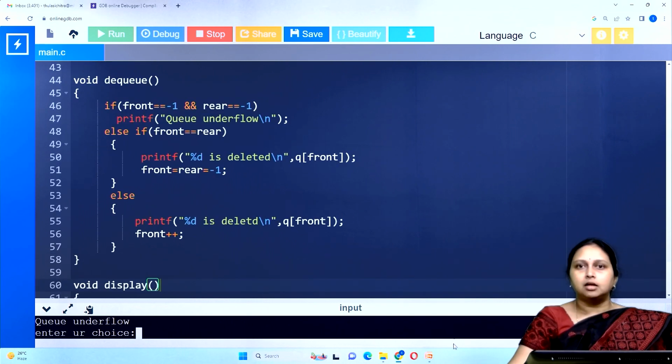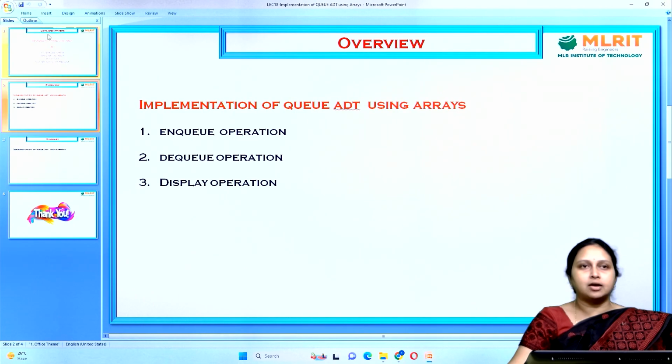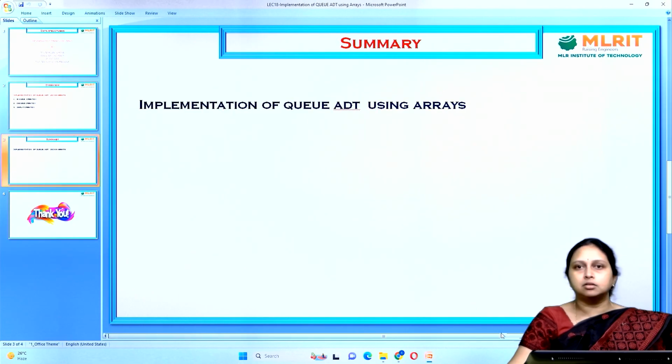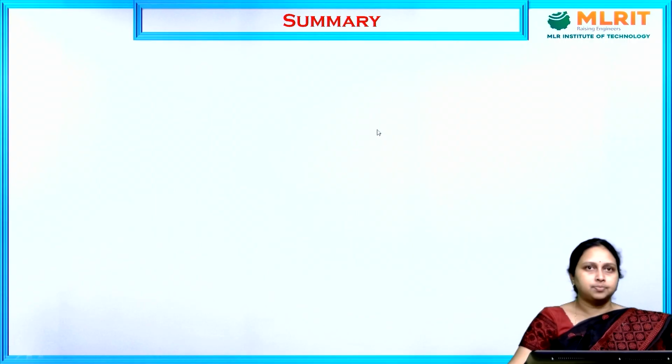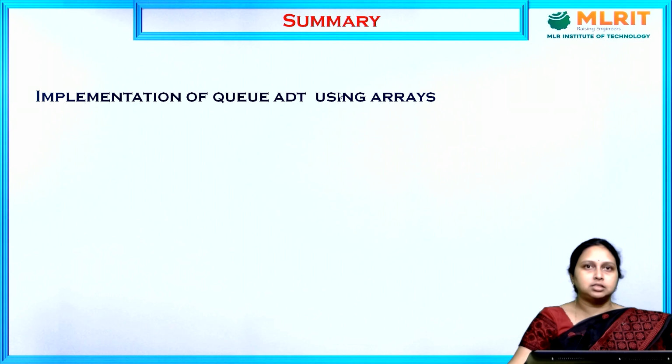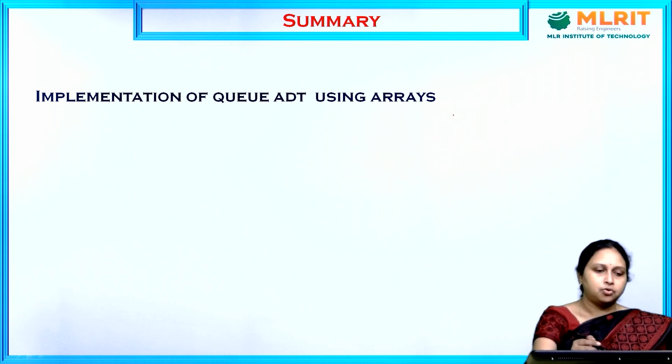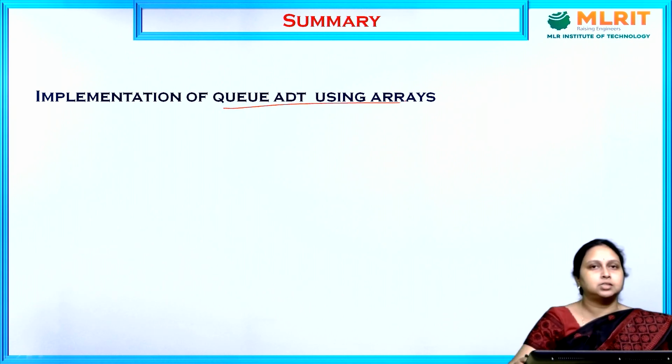Okay, let us see the overview of what we have seen in this video. We have seen the implementation of queue using arrays. In the previous video, you can refer how the enqueue, dequeue and display operations work, and here we have implemented the program for the queue ADT using arrays.